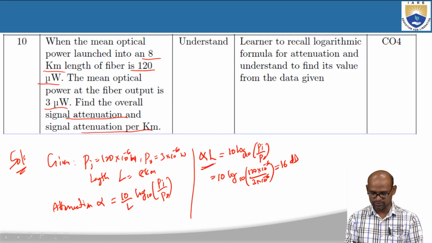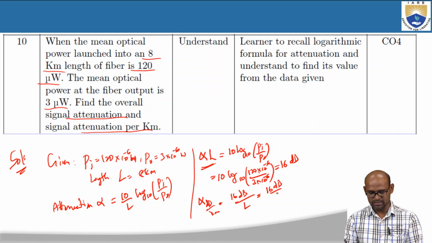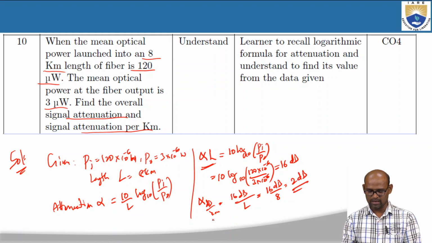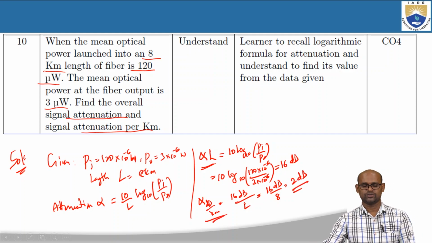This is the signal attenuation. For the signal attenuation per kilometer, we take the 16 decibels divided by L, which is 8 kilometers. So that is 2 decibels per kilometer. We have 2 decibels per kilometer as the attenuation.